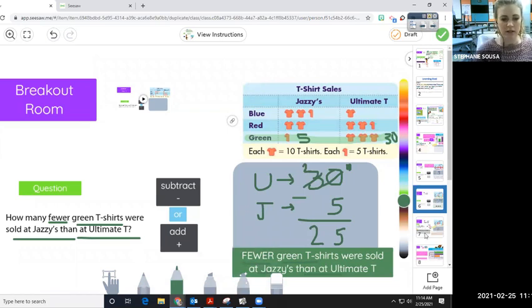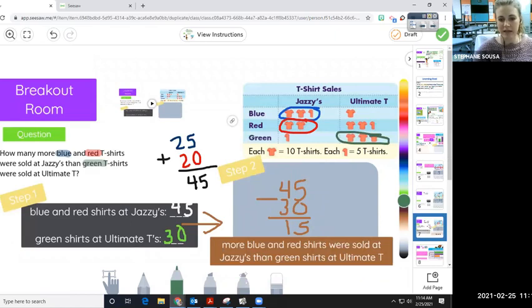All right, let's take a look at slide 7. Here's where your heavy lifting came in, okay? Slide 7 says, how many more blue and red t-shirts were sold at Jazzy's than green t-shirts sold at Ultimate Tees? So I went ahead first of all and I circled the information that I needed so that I didn't accidentally count the wrong section. Blue and red at Jazzy's totaled 25 plus 20. That gave me 45 blue and red t-shirts at Jazzy's.